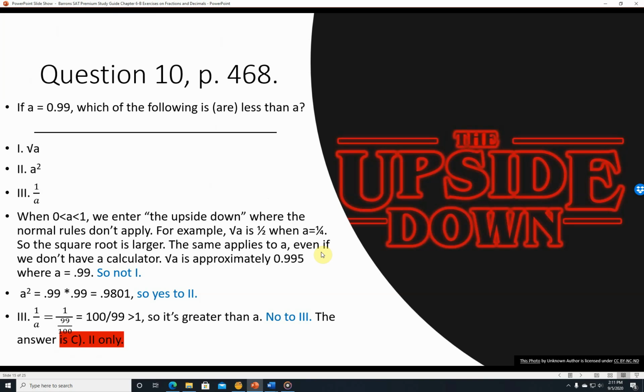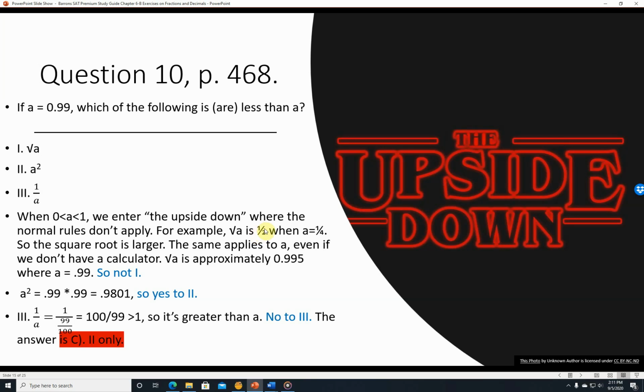Question 10. If a equals 0.99, which of the following is or are less than a? All right, so here we're entering the upside down, as in Stranger Things, because when 0 is less than a is less than 1, we enter the upside down where the normal rules don't apply. For example, the square root of a is 1/2 when a equals 1/4. Normally that's not the case.